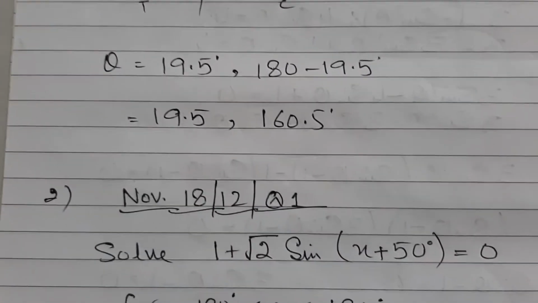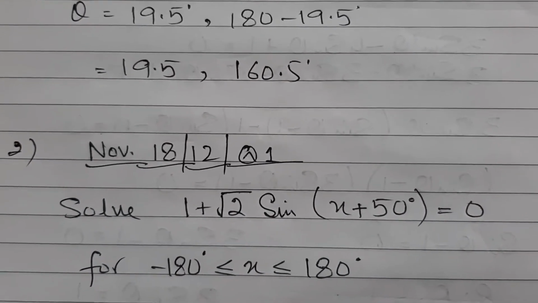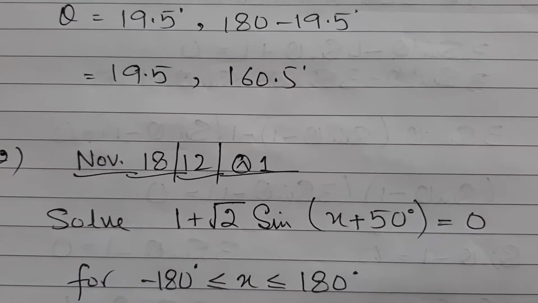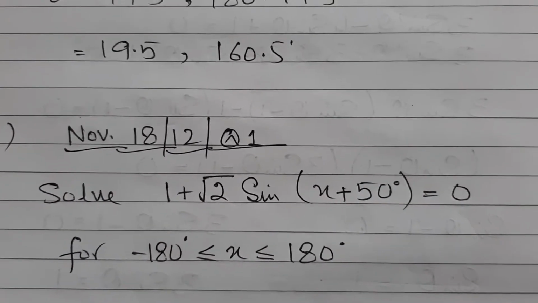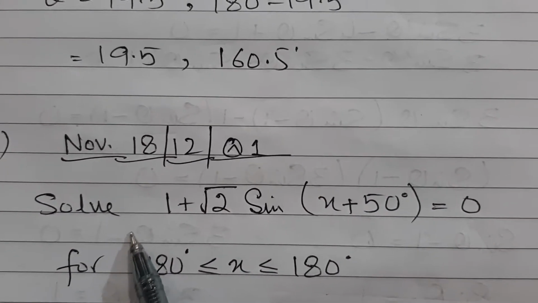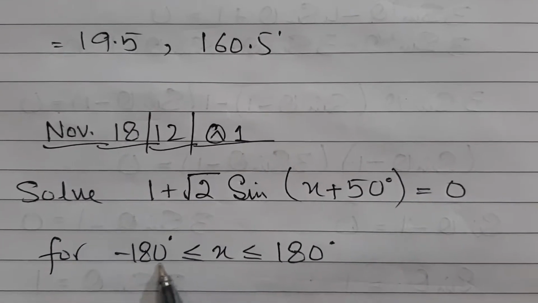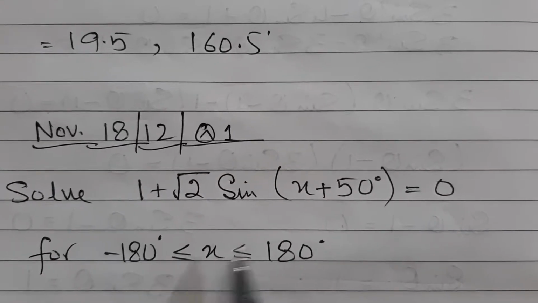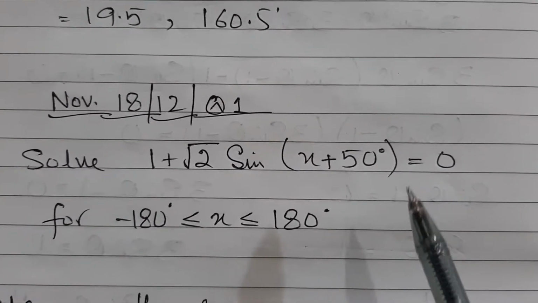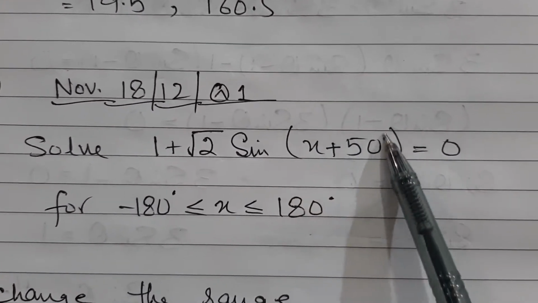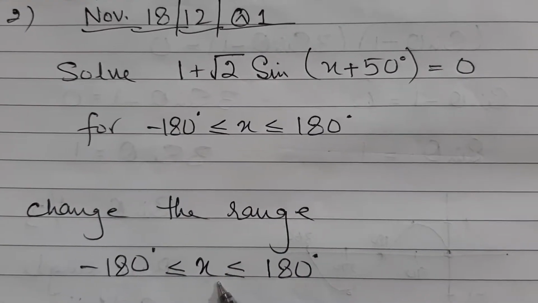Let's take another question. It is from November 18, variant 1 to, question 1. And by the way, if you are thinking it is fast, you can put the video on pause and try to sync it down. Okay, so now this is the question, a trigonometric equation, and the range of the angle is given to you from minus 180 to 180. This is giving me a clear hint that I have to change the range for the degree.